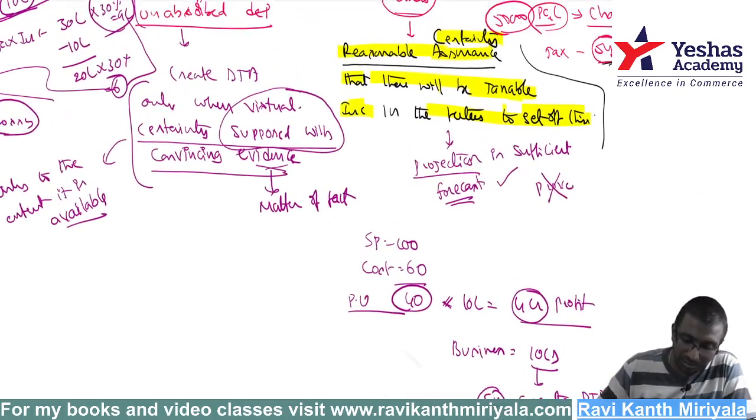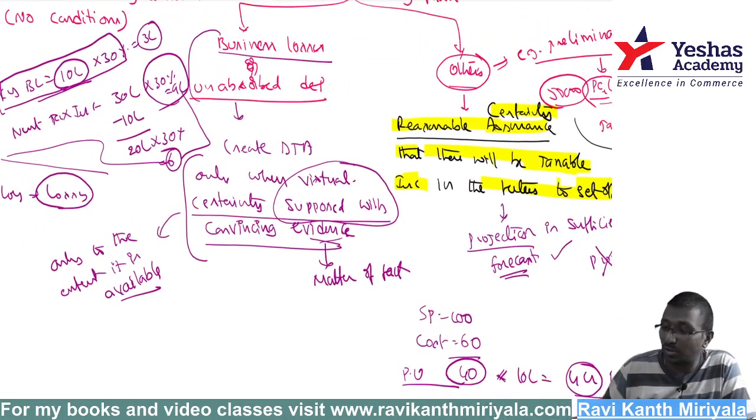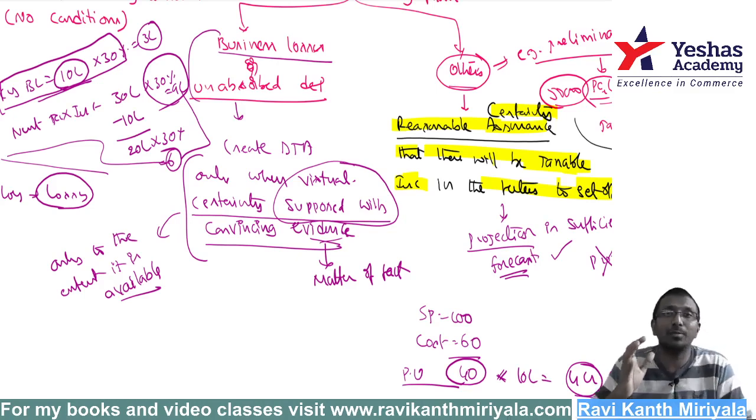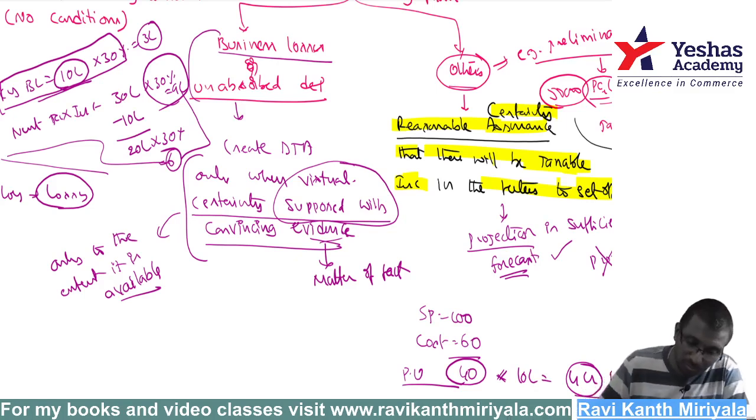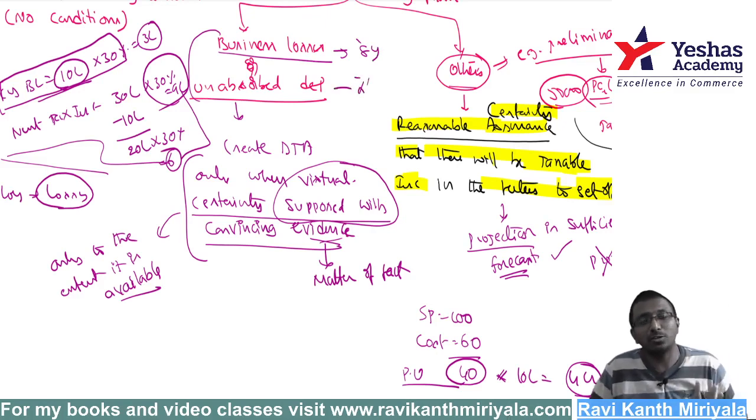Next, one more point. In the current year, you do not have virtual certainty, and that's why you could not create deferred tax asset. It does not mean that you lost it fully. Now, as you know, business losses, how long can you carry forward, my dear? 8 years. And unabsorbed depreciation is like infinity: as long as your business is there, it can be carried forward.